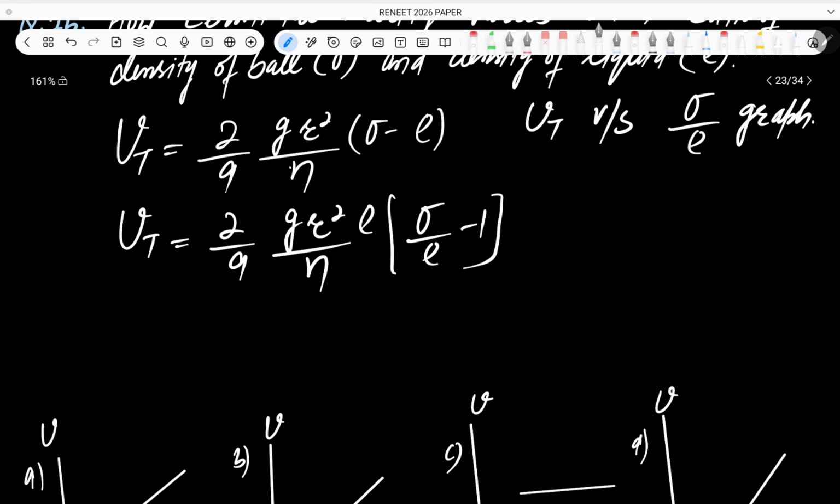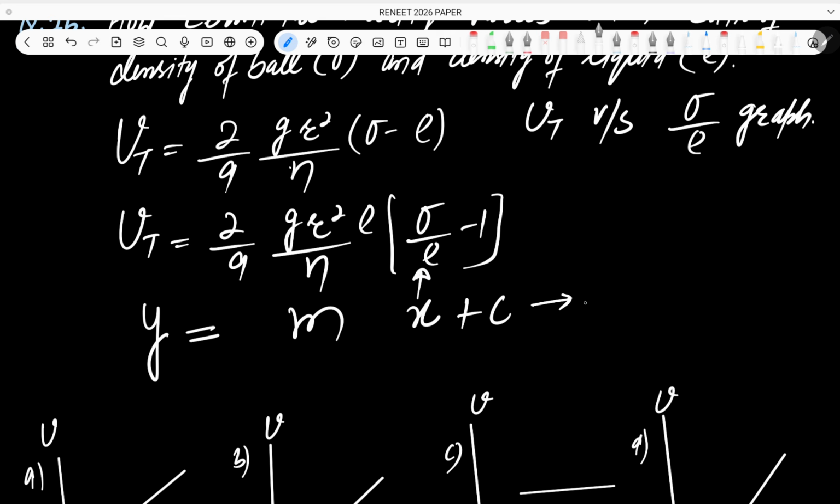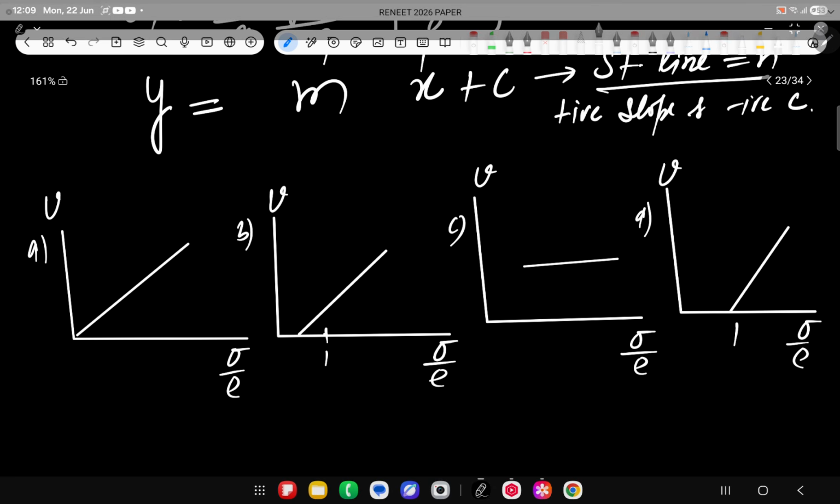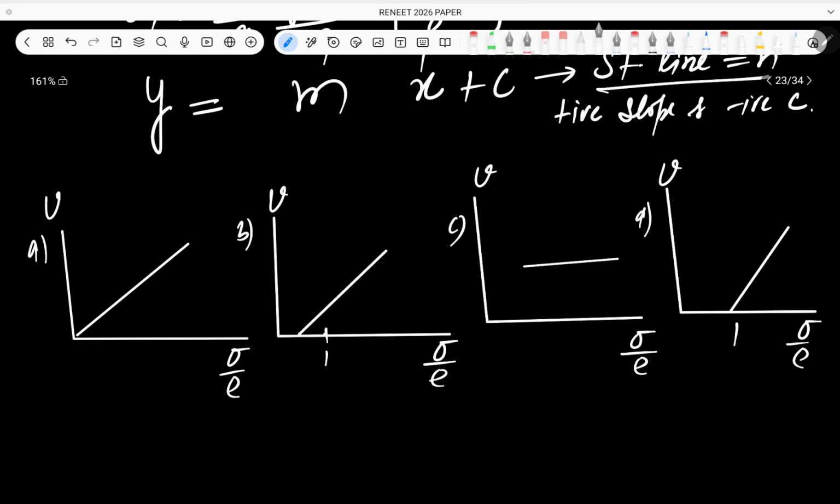All right, now see that this equation is of the form y equals m into x plus c, with this here being m and this here being x. So obviously, first and foremost, it will be a straight line equation. It's a straight line equation with positive slope and negative intercept, negative c. That means this won't be the answer.